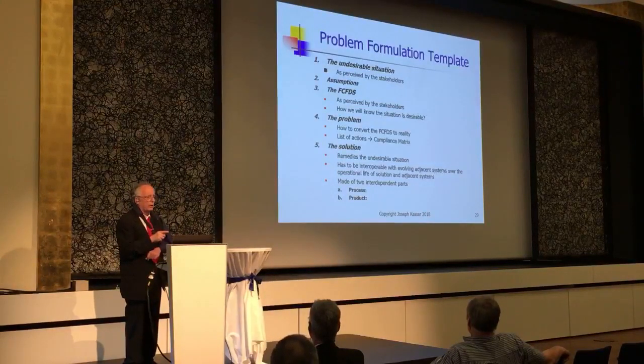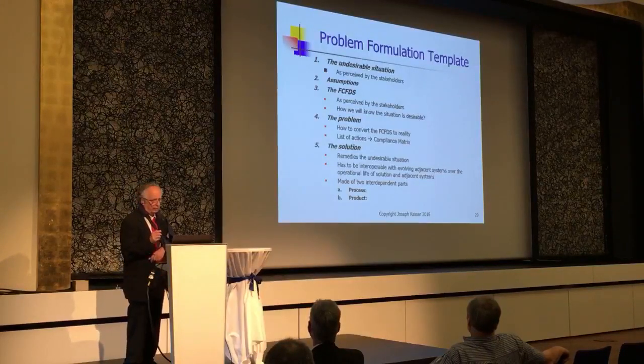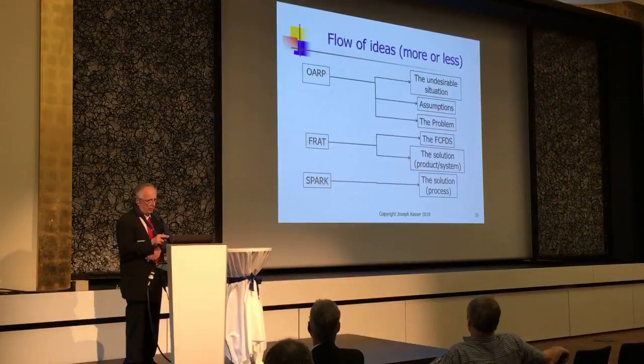Because some of the ideas, and here you can trade off. You can build a complex system in a short period of time, perhaps, or you can build a simple system in a long period of time. Or you can use different technologies. Some technologies require more expensive processes, others don't. And so you don't get taught this in systems engineering or in project management, but systems thinking shows that there is a trade-off across the process and the product domains. And the flow of ideas is pretty easy. OARP, FRAT, and SPARK flow into the template in this way.